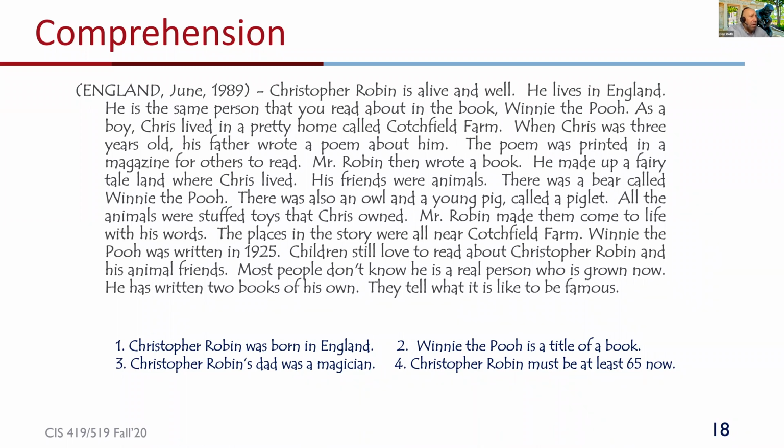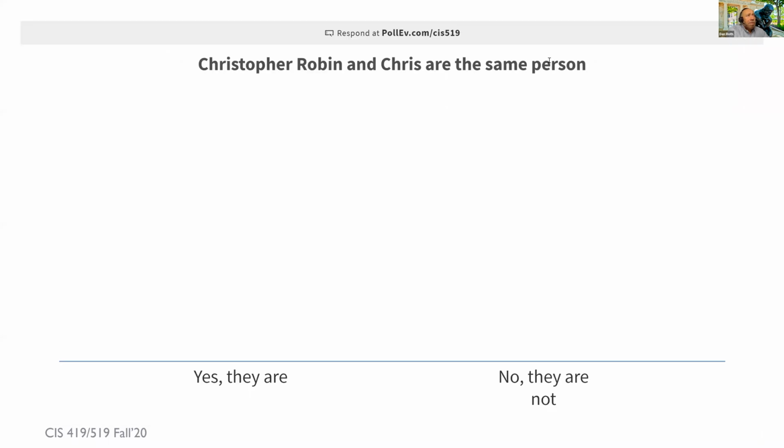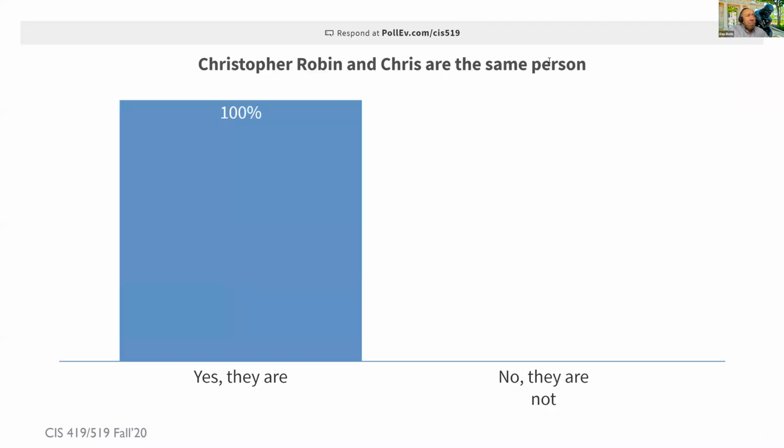But I won't ask you to answer this. I want just to see how difficult and how easy it is to understand this text. So here is one thing that we have here. We have Christopher Robin. We have Chris. His father wrote a poem. And I want to ask you the question, before we attend to many other things that are interesting in this story, I want to ask you, is Christopher Robin and Chris the same person?